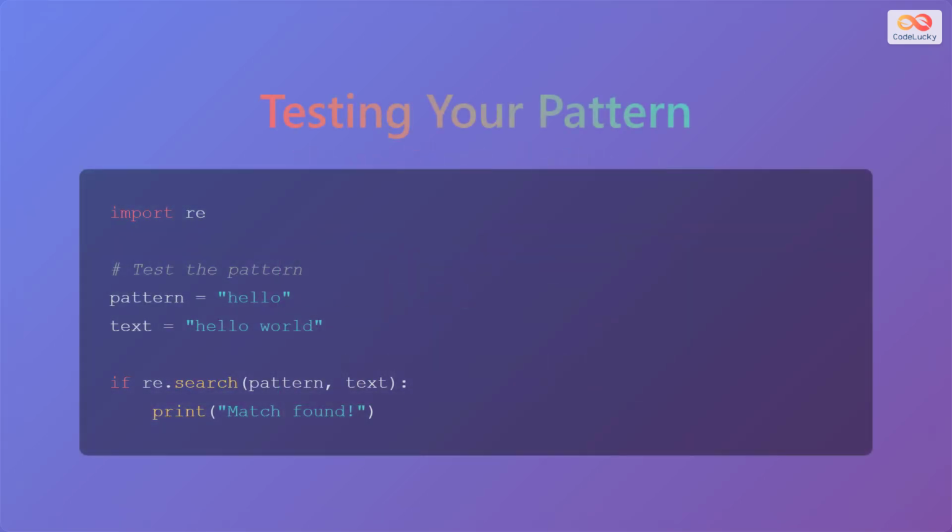Now that you have a pattern, it's time to test it. Here's how you can do it using Python. First, you need to import the re module, which is Python's built-in regular expression library. Then, you define your pattern as the string hello. Next, you define the text you want to search within. In this case, it is the string hello world. Finally, use the re.search function to check if the pattern exists within the text. If it does, it will print match found.